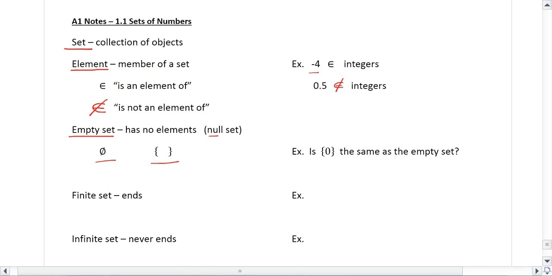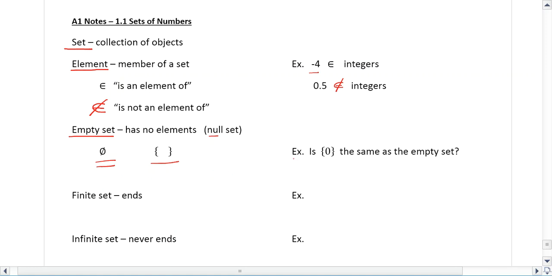This will come up later on in the year because it's possible to have an equation that has no answer at all. Nothing would work in the equation. And when that happens, students sometimes write the words no solution, which is true and fine, but you can also use these symbols to indicate empty set or no solution.